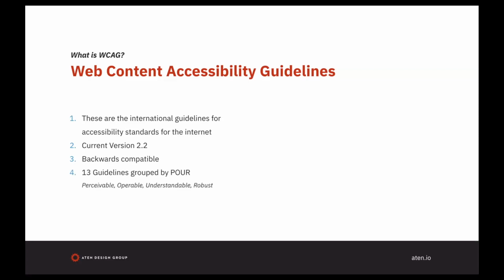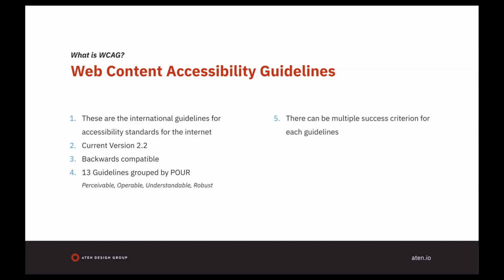And WCAG is made up of 13 guidelines, each separated and grouped by the principle of POUR. POUR stands for perceivable, operable, understandable, and robust. Following this principle as a general rule of thumb when creating digital assets can ensure that your work is both usable and accessible to everyone.